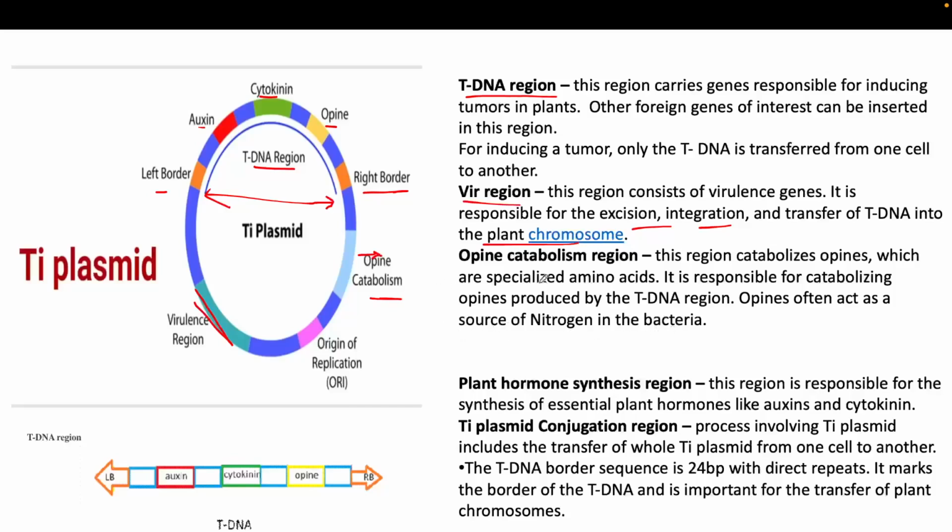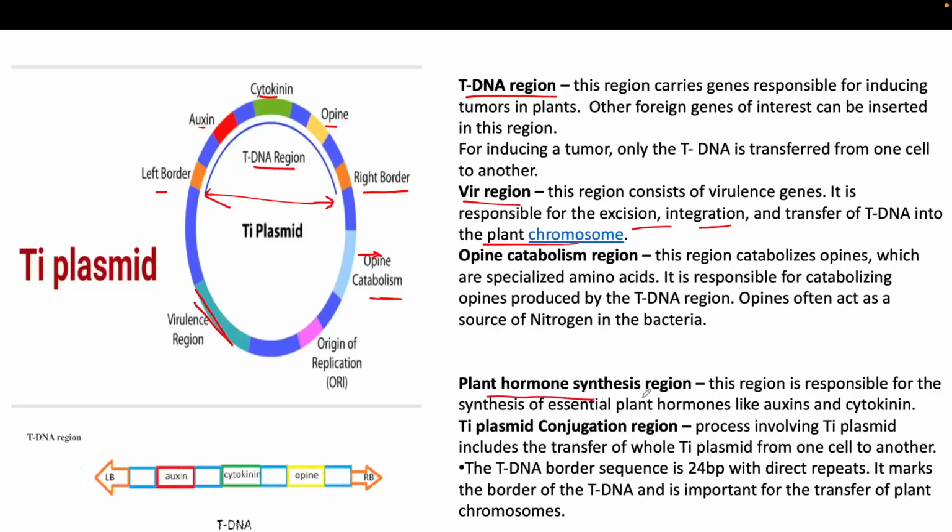Okay, so this region is only required when you have the opine region in your T-DNA. Okay, suppose you do not have the opine region, then there is no need to insert this opine catabolism. Okay, in the natural condition it is produced because the Ti plasmid is causing the infection inside the plant cell. Okay, so to multiply, the Agrobacterium tumefaciens requires energy. So that's why this opine will be synthesized and metabolized. Opine catabolism is required.